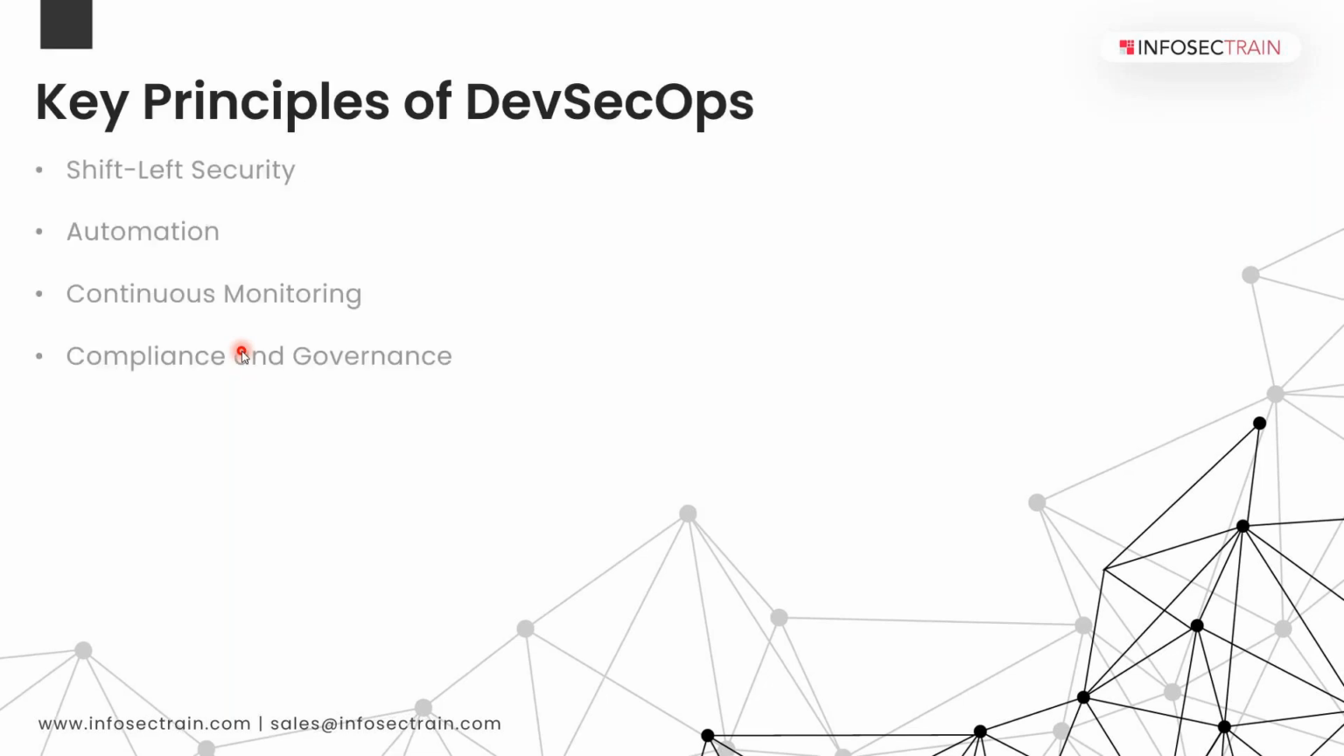And then the key principles would be shift left security, and also focusing on automation. Then we will move into continuous monitoring, and also take care of compliance and governance. So these are the key principles of DevSecOps.